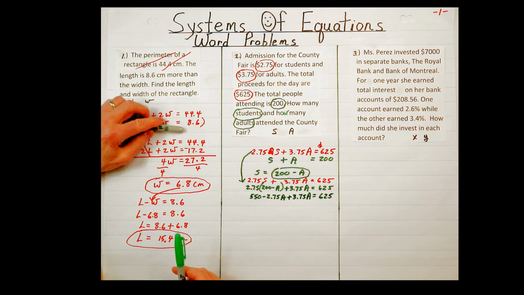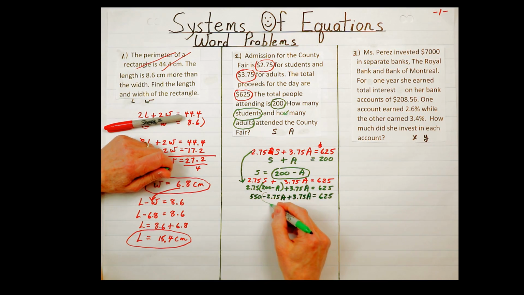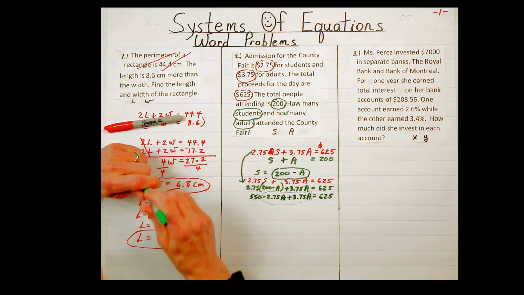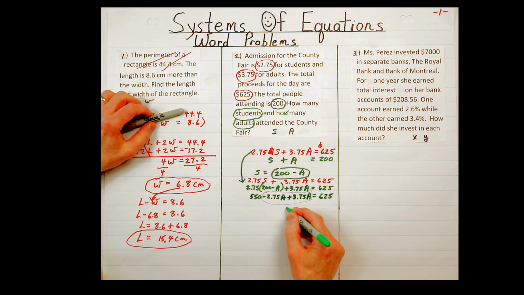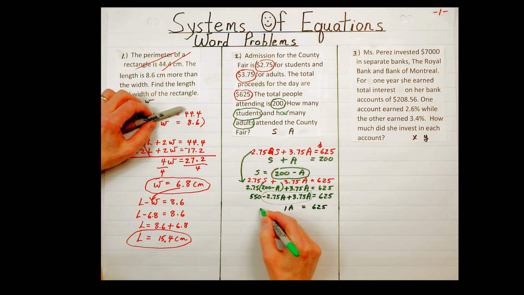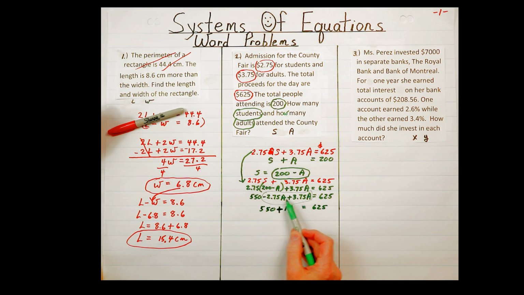Now we can combine like terms. Our like terms here are 3.75a and negative 2.75a. That looks like we would get 1a out of that. Does that look right to you? So 550, no, that's plus 1a. 550 plus 1a equals 625. How's that look? When you add negative 2.75a and plus 3.75a, you get 1a.